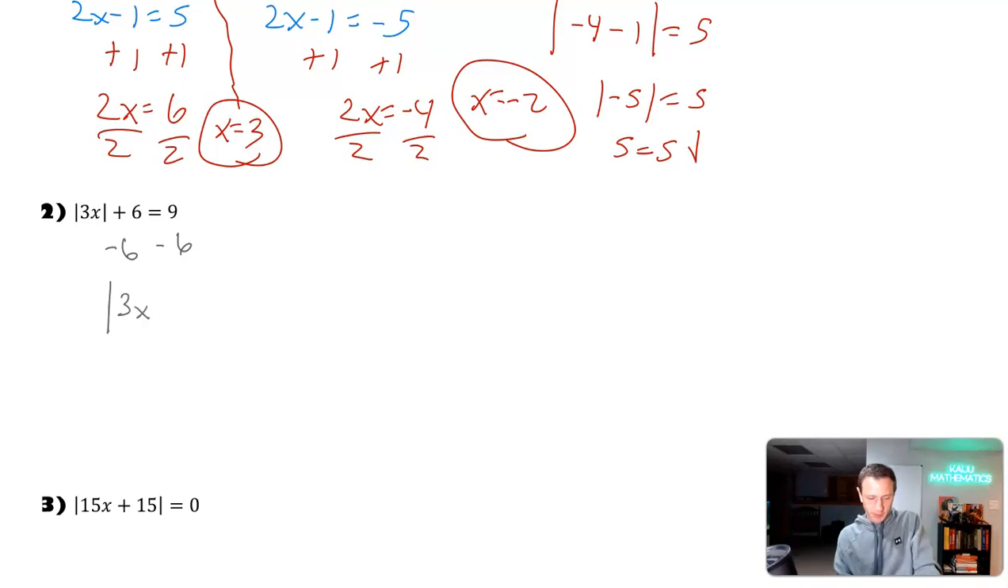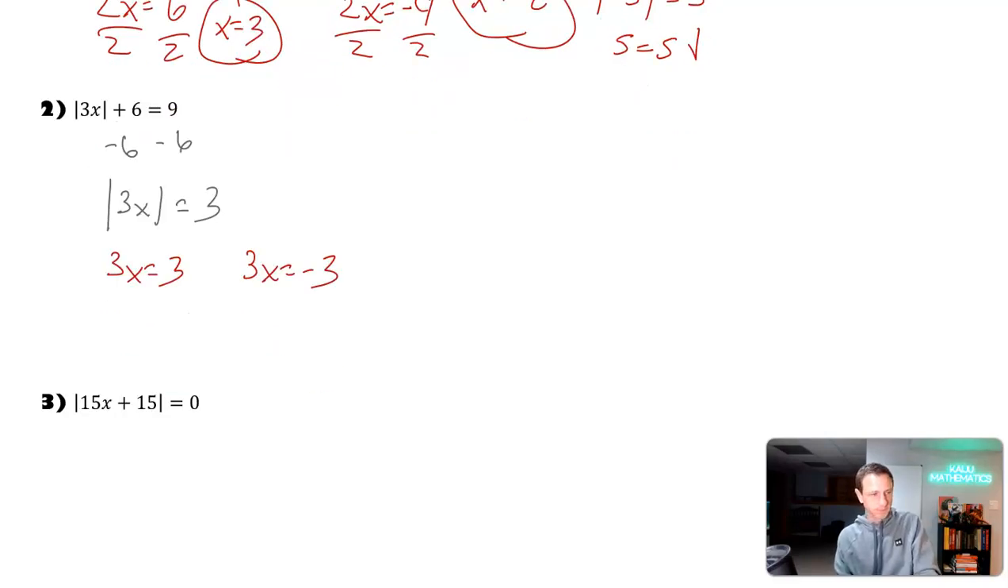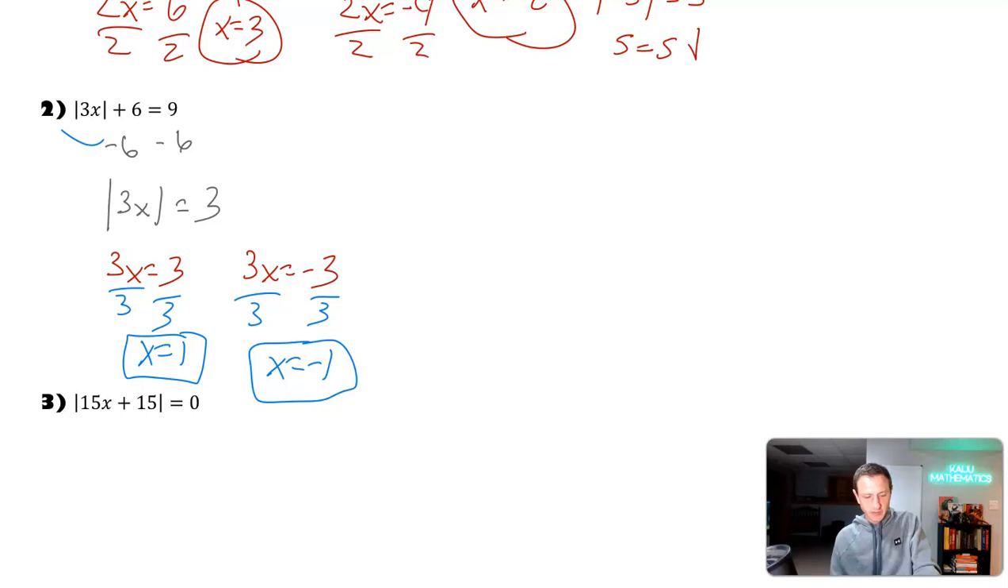I get the absolute value of 3x equals 9 minus 6 is 3. So I get 3x equal to 3. 3x equals negative 3. Divided by 3, x equal to 1. Divided by 3, x equals negative 1. So nothing too crazy there. So x equal to 1 and x equal to negative 1. But the key here is getting that absolute value by itself before you take the positive and the negative. Or not necessarily positive, but just taking the original and then the negative.